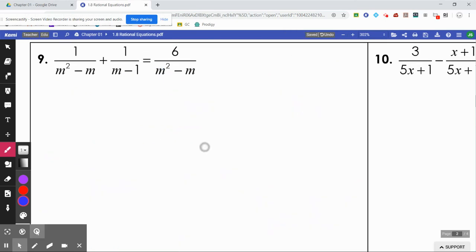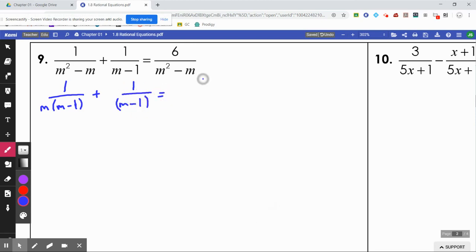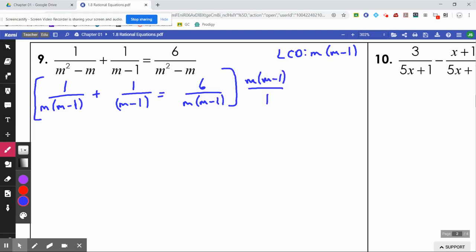Okay, I want to work this problem the other way as well, just to show you that sometimes one method is going to be better than the other. So let's factor this so we can find our least common denominator, so we'll know what to multiply all of our terms by. 6 over m times m minus 1. I could very easily change every one of my denominators to an m times m minus 1. So let's take every term and multiply by m times m minus 1. When I multiply my first term by m times m minus 1, the whole bottom cancels with the whole top and leaves me with 1.